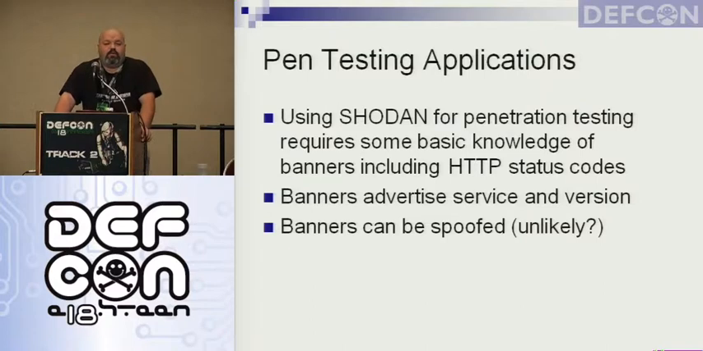I think that using Shodan for penetration testing requires some basic knowledge of banners, like I talked about, and it is also very useful to know HTTP status codes. You all know these, but I think it's important to review them because we can use them to actually filter out results. We know that banners typically talk about the services that they're running and the versions that they're running. I've talked to very few people who have ever spoofed banners. Some people do, but most people don't. So we're assuming here that the banners aren't being spoofed.